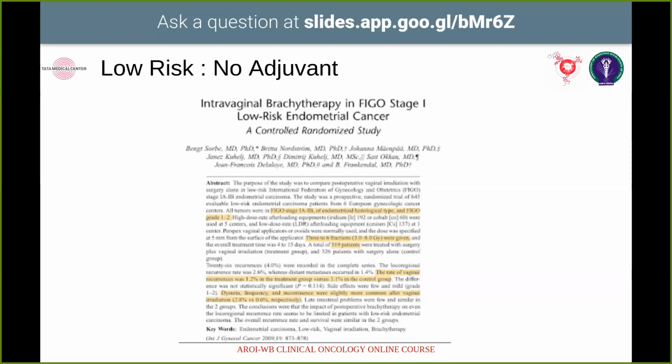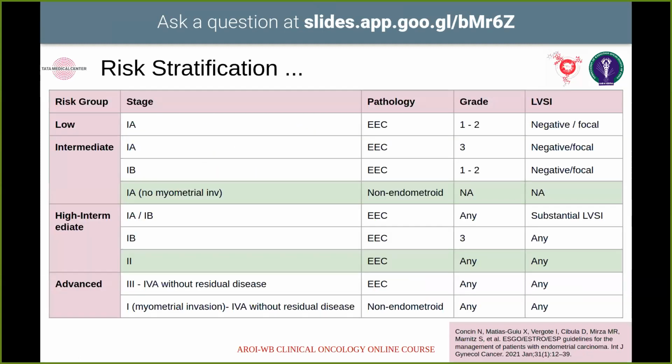Now, one very important thing to keep in mind over here is that to classify a tumor as low risk, you need it to have the following characteristics. So go back. It should be a stage 1A disease, which means it is less than 50% of myometrial invasion. It should be a classic endometrial cancer pathology, and it should be grade 1 or 2 disease. So this is very, very important. And here, you should not have lymphovascular space invasion. If all of these features are met, not one of these features, if all of these features are met, then only you can consider this to be a low-risk disease.